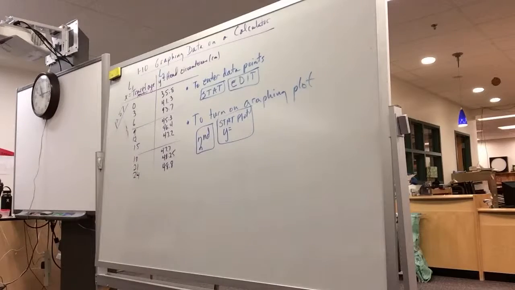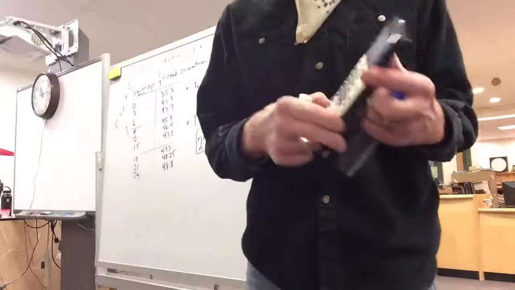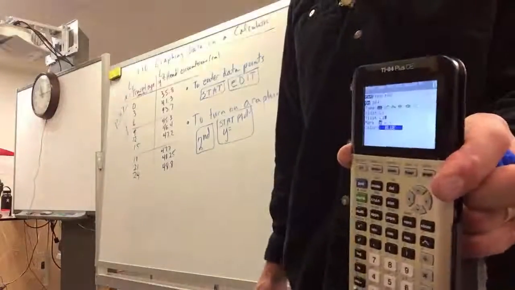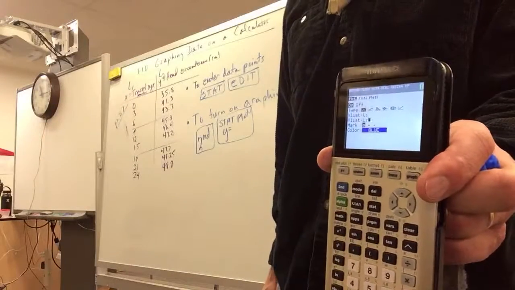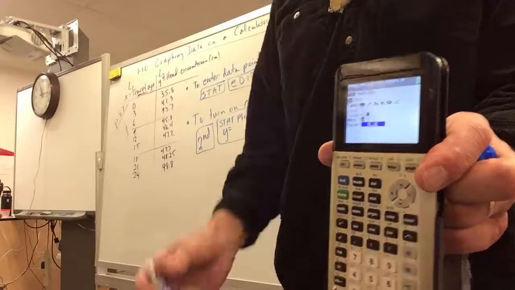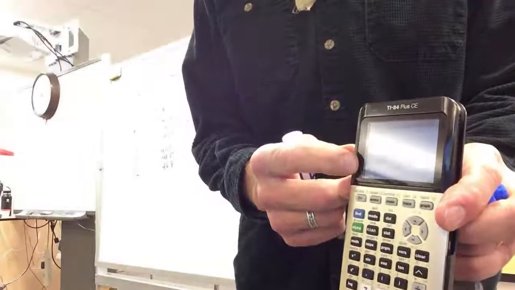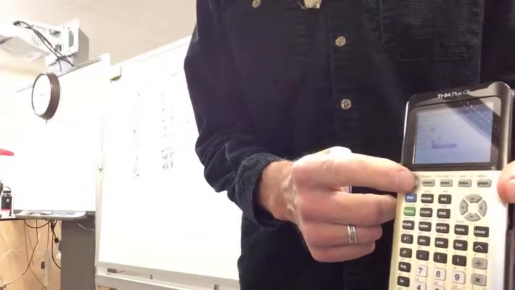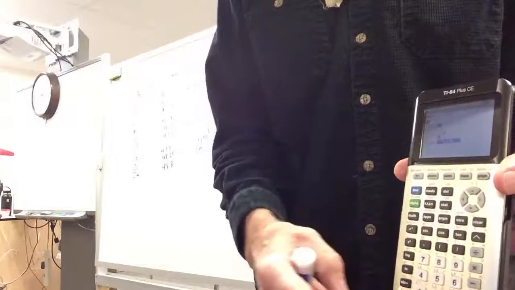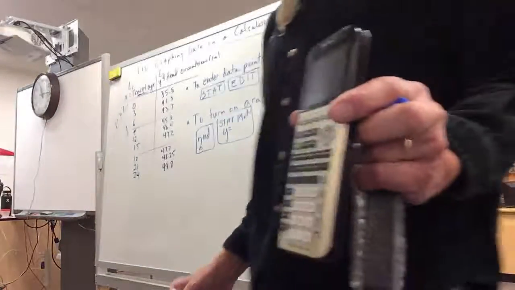Okay, so now you have this plot turned on. This is what mine looks like. I'm not sure if anybody's going to be looking at this, but we changed the X list to L1 and the Y list to L2 by using the second and then these different numbers down here. You can see in blue what the second function is for those.